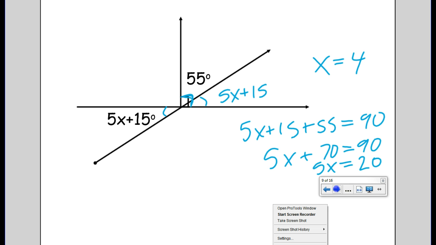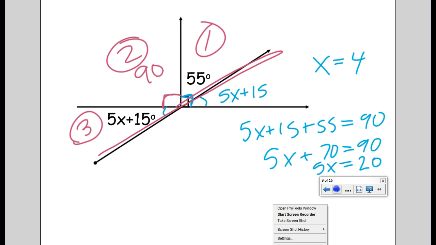So you could have used vertical angles and set them equal to 90. Or you could have said, this angle is 90, and I know that angle 1 plus angle 2 plus angle 3 equals 180. That is perfectly fine. Okay? Are we okay? Any questions? That's great. That's another good way to solve.